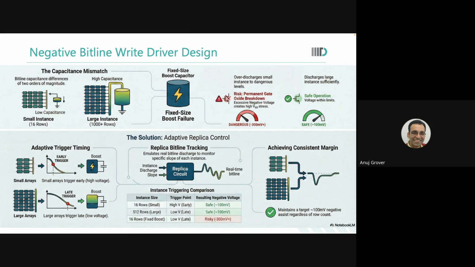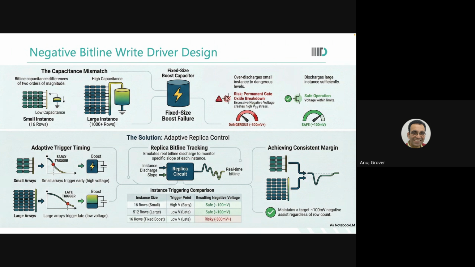Let us say this is my tank. A tank is like a capacitor which is storing some charge on it. This is the tank of my negative bitline write driver. It can sink and it will sink as much charge, let us say.